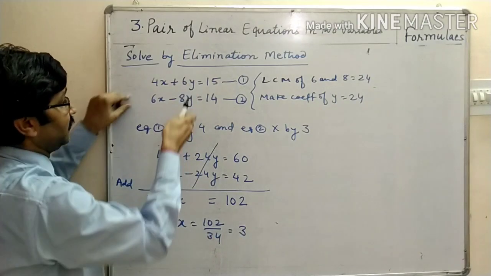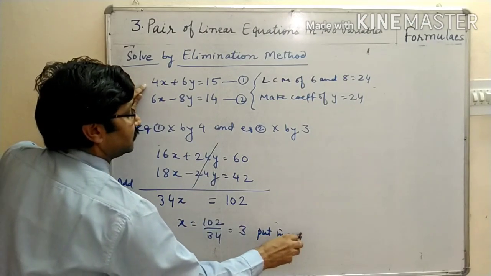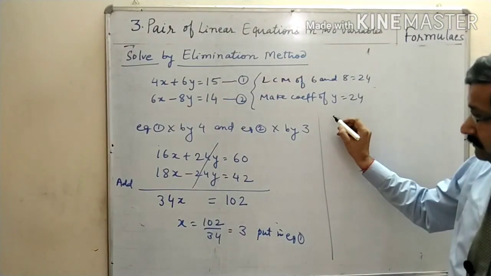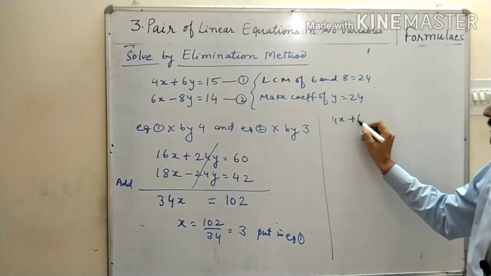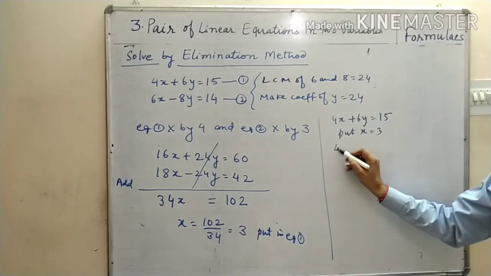X equal to 3 you can put in any equation. You will put in equation 1. Look here, in this equation, the first equation is 4x plus 6y equal to 15. Here you put x equal to 3. In place of x you put 3.